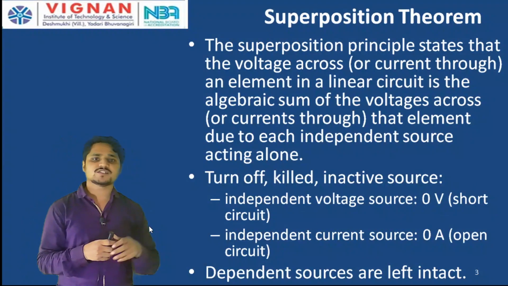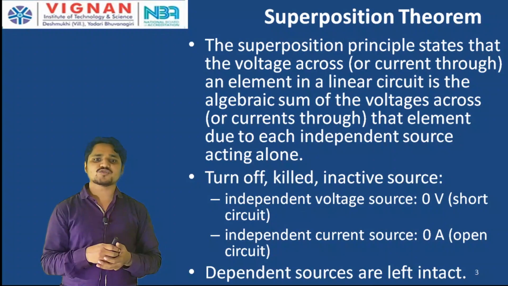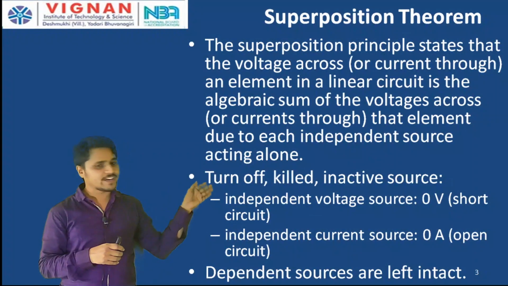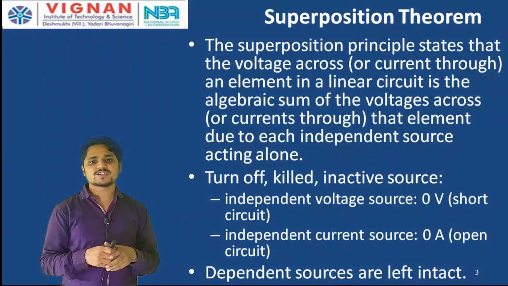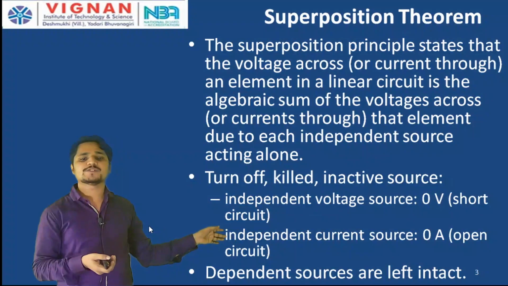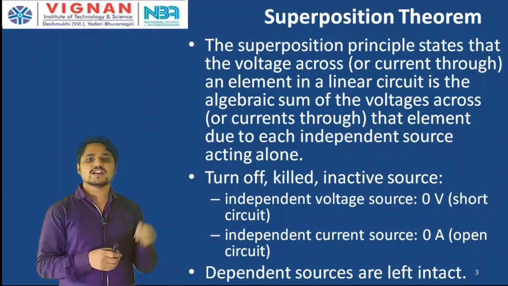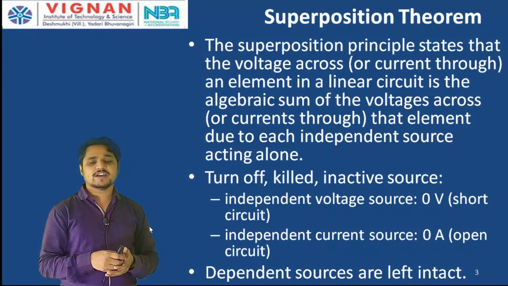To turn off these independent sources, we have to kill the inactive sources. If it is an independent voltage source, it is replaced by a short circuit, that is 0 volts, and if it is a current source, it is replaced by an open circuit, that is 0 amperes. Dependent sources are left intact. Dependent sources are intact, but independent sources only we will kill.